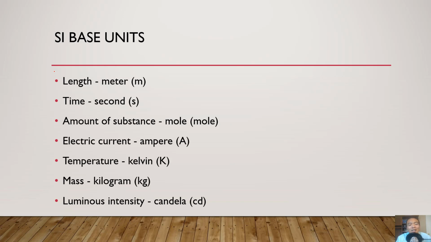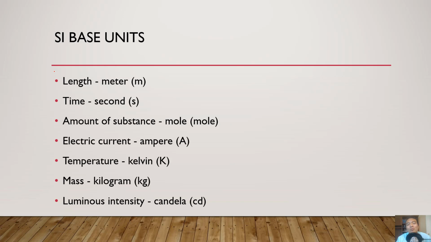For example, second is the SI base unit for time. It's not hour, it's not minute. If I ask you what's the SI base unit for temperature, it's not Fahrenheit, it's not Celsius, it's Kelvin. And the SI base unit for mass is going to be kilogram. All right, so that's the first aspect about the units. There are 7 SI base units. You have to memorize them.